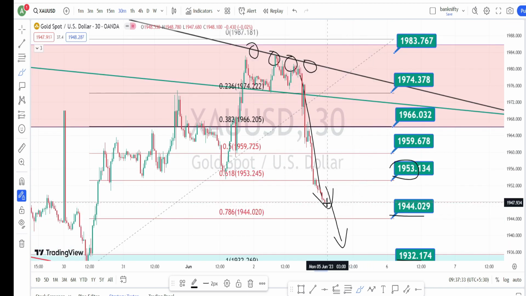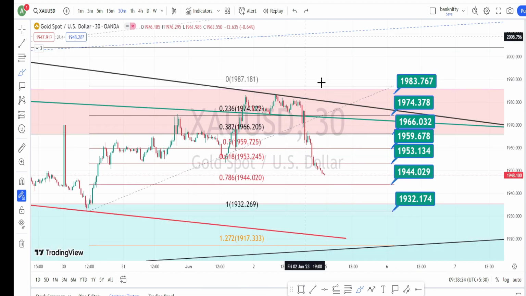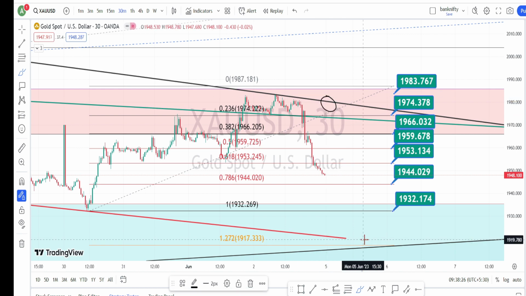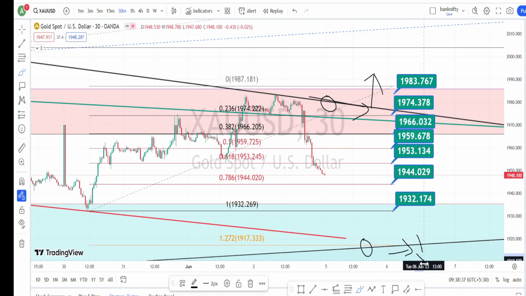And if the price action bounces back on the bullish side retracement, breaking the current resistance level of 1953, next level of resistance is going to be around 1959, 1966, 1974 and 1983 on the bullish side. Again, in the 30 minutes time frame also, you can be scalping within this resistance line from the daily time frame and the support line from the daily time frame until it gives a directional breakout on the bullish side or on the bearish side.